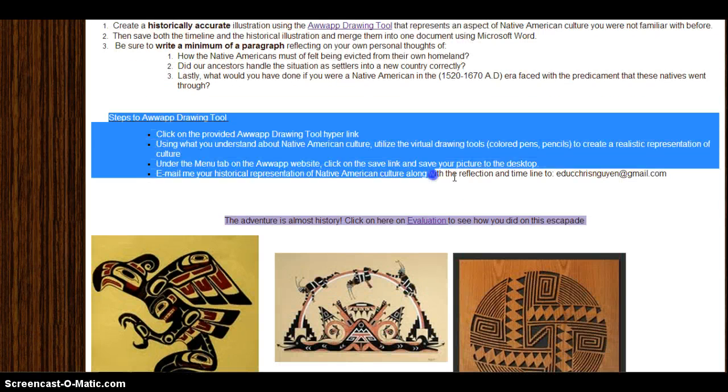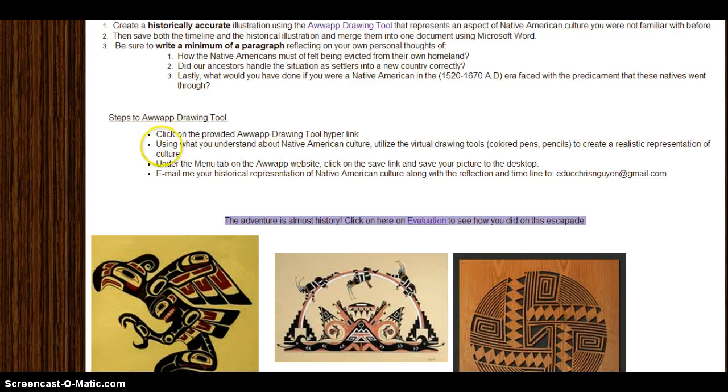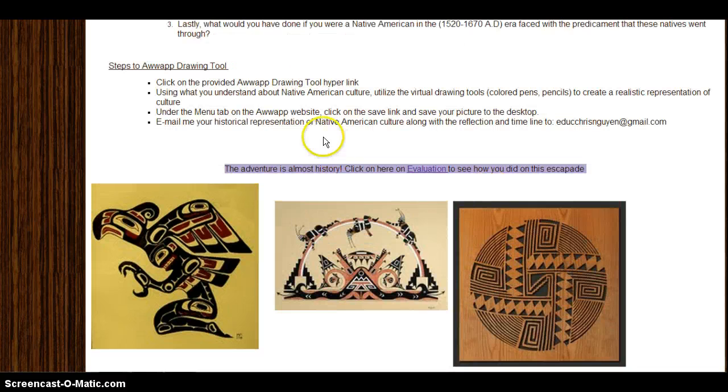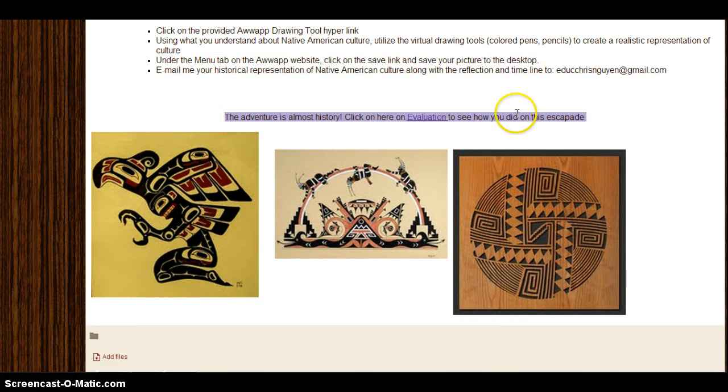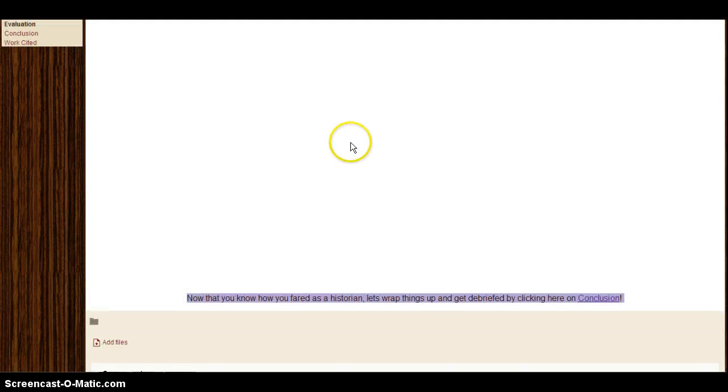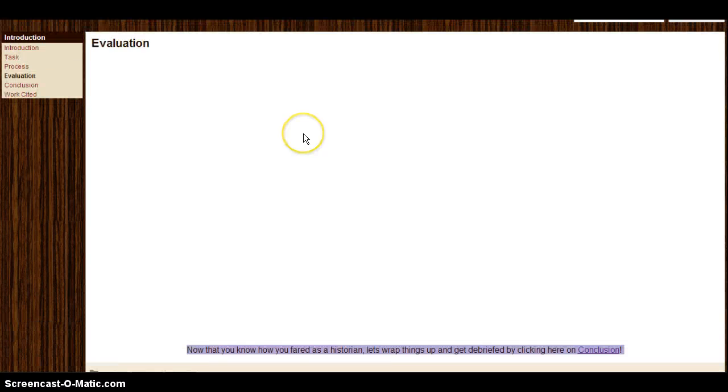And here's a short blurb on how to use, once again, the very easy WAP drawing tool. Very concise steps here. And these are just more examples of artistic elements and drawings that I'm looking for in your virtual drawing tool. And as you can see here, once again highlighted in purple, the adventure is almost history. Click on here, click on the evaluation to see how you did. So that basically lets the student know that they are done and it's time to move on to the evaluation.